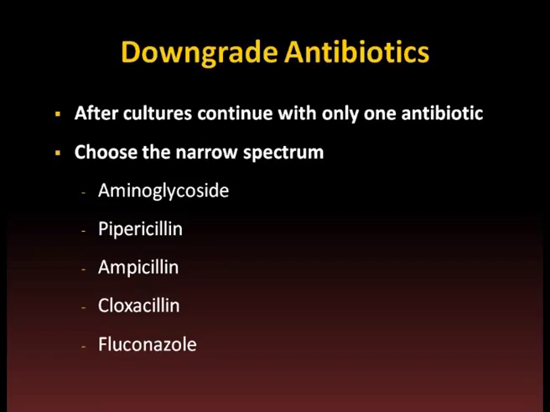The other way is, after you get the culture report, look at the antibiotics to which the microbe is sensitive. Based on the sensitive antibiotics, choose the one which has a narrow spectrum. Some of the antibiotics which can be chosen for gram-negative are aminoglycoside, piperacillin or ampicillin. For staphylococcal, one would prefer to use cloxacillin over vancomycin, and for fungal, one would prefer to use fluconazole over amphotericin.